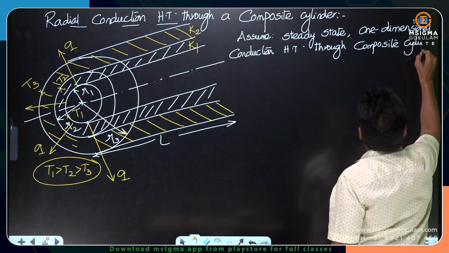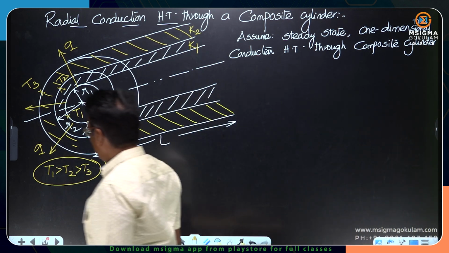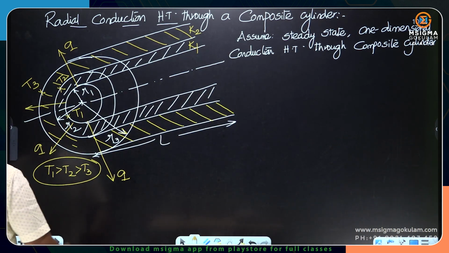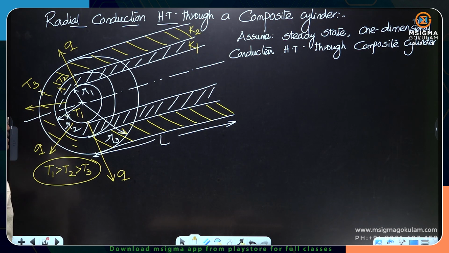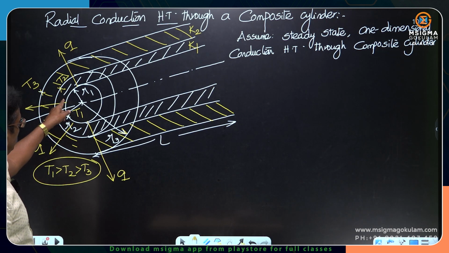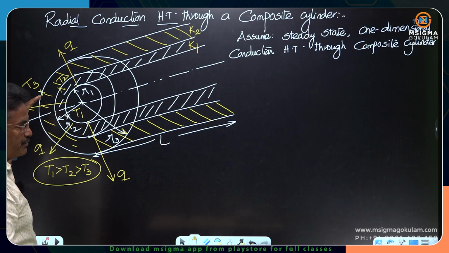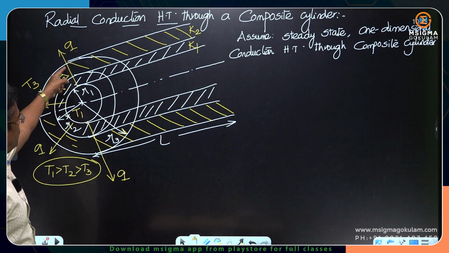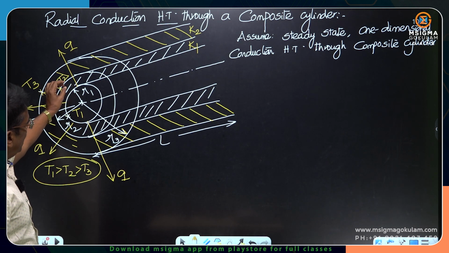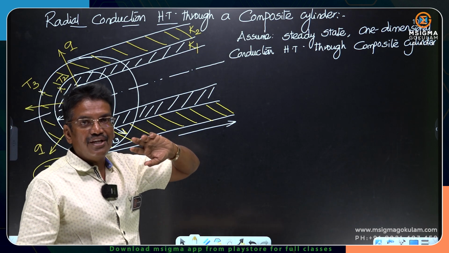Composite means more than one material. So, how many thermal resistances may you expect between the innermost temperature T1 and the outermost temperature T2? Between T1 and T3, there will be two conduction resistances kept in series, because the heat current must pass through the inner material and then through the outer material. Therefore, the two resistances must be in series.